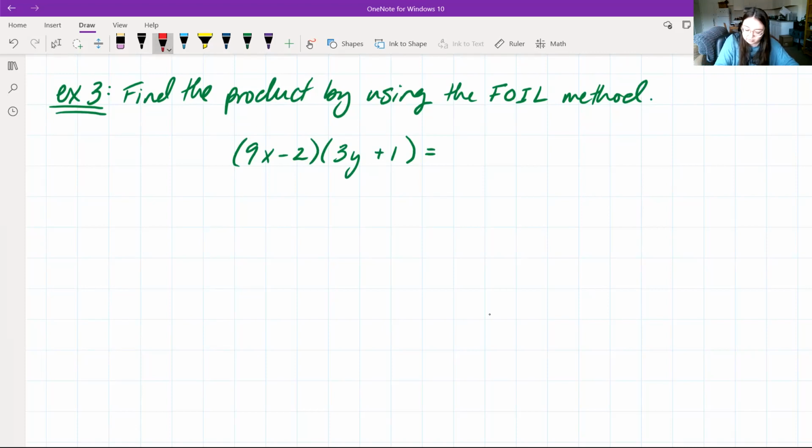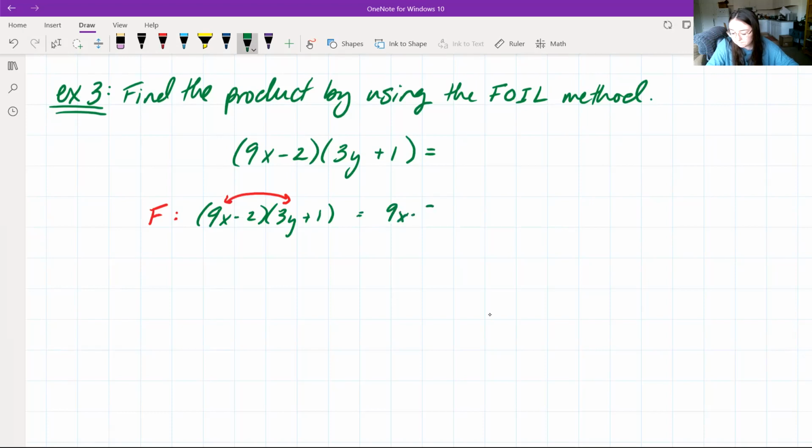So we're going to start with F, first. If we write out our equation 9x minus 2, 3y plus 1, we're multiplying these first terms together, 9x and 3y. So we're multiplying 9x and 3y. X and y are different variables, so we can go ahead and multiply 9 times 3 to get 27xy. So this is our first term of our product.